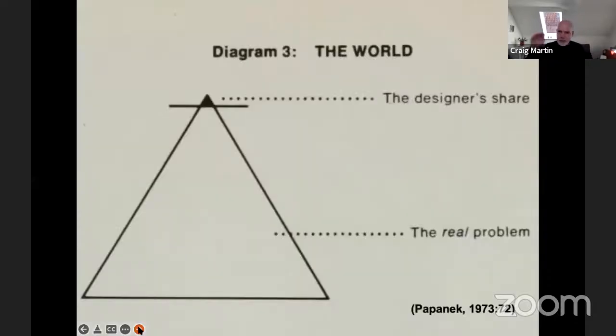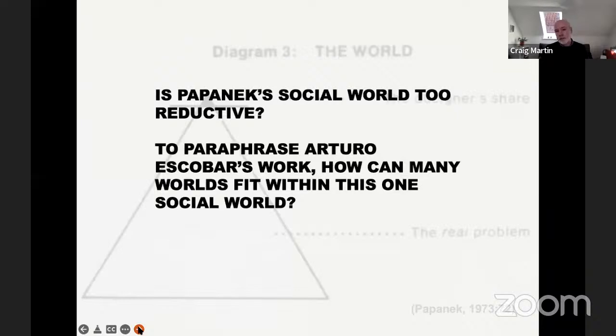So just to return back to Papanek's diagram, one of the things that I've been interested in is how we can think about social complexity to think about the role of design in the world around us. Whilst I'm very positive about what Papanek has been doing here, ultimately the question I ask is: is Papanek's social world too reductive? Is it too homogenous? Is it pictured as too stable? In many ways, I think what Papanek needed to do, and maybe he wasn't able to do it in 1973, was to really investigate what we mean by society, what those real societal problems are.